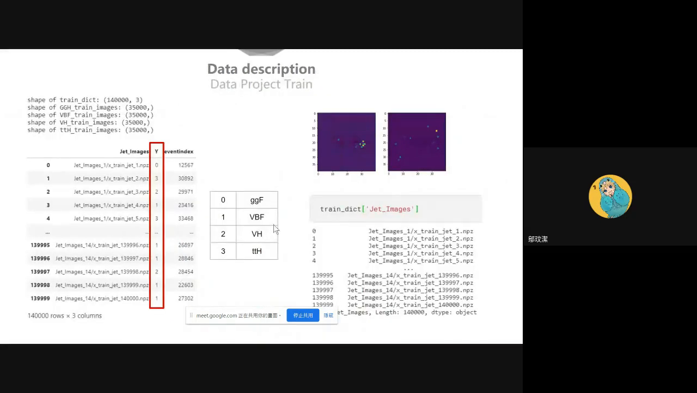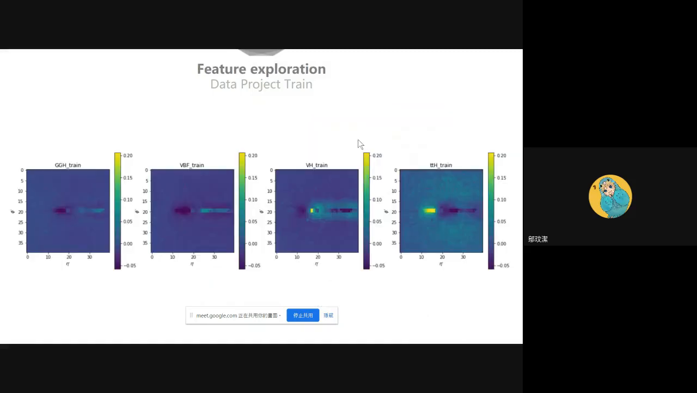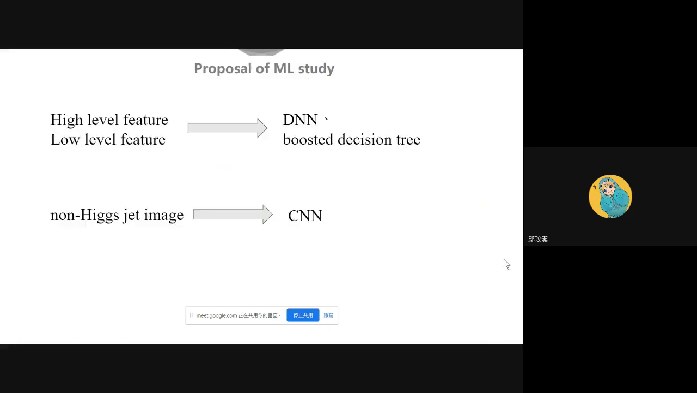And for the data project, we can see there are a lot of jet images in the data set, and they are already labeled, so we can separate them. But we are not quite sure how this data set should be analyzed. However, the average of all jet images shows that VH and TTH are most spatial, so maybe we can start here to analyze them.